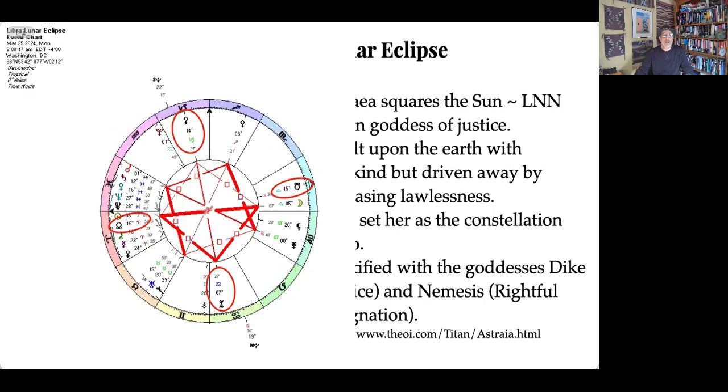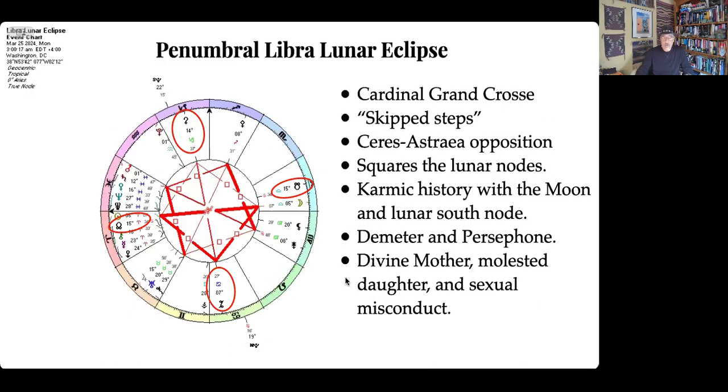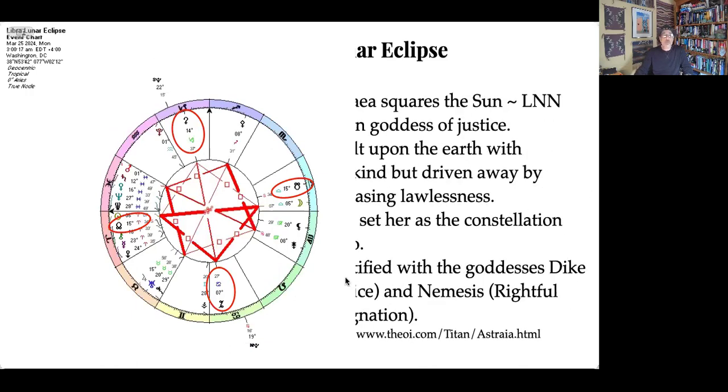Sorry about this slide. Let's see. Oops. So what this is saying is this is about these grand crosses. There are two grand crosses in both of these eclipses.